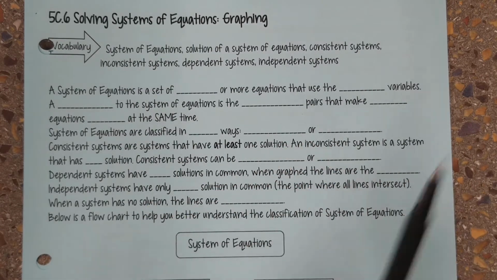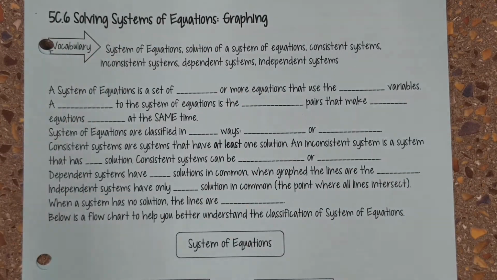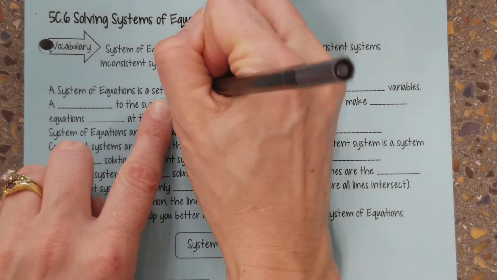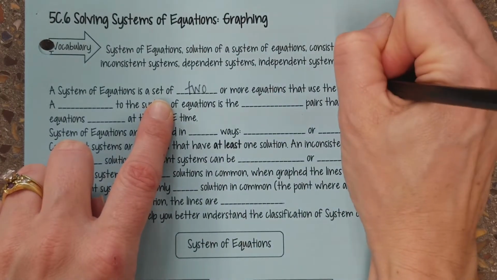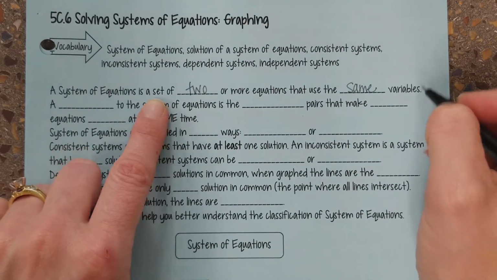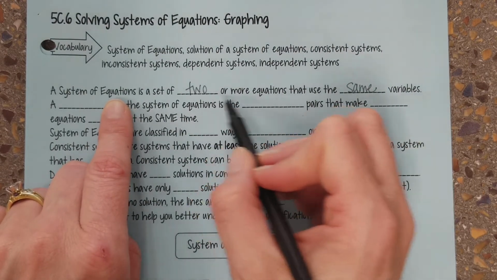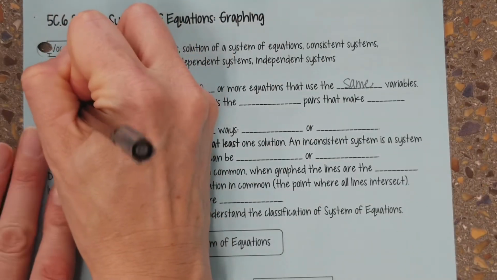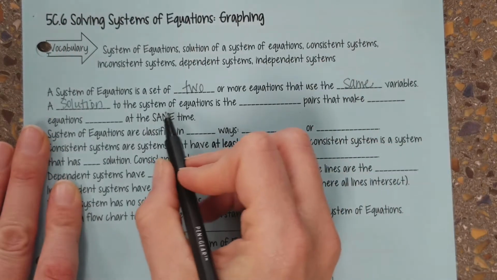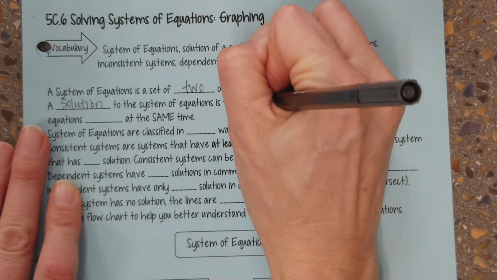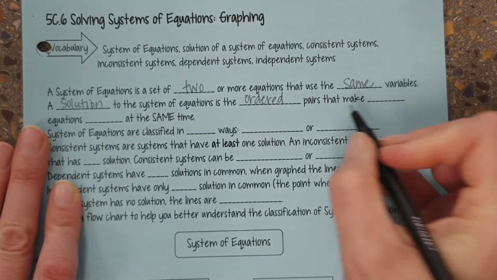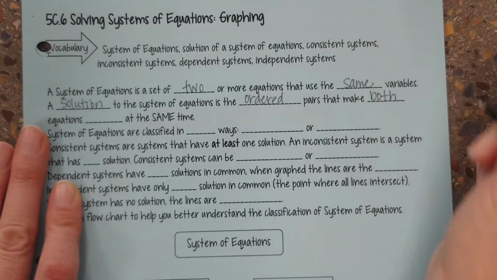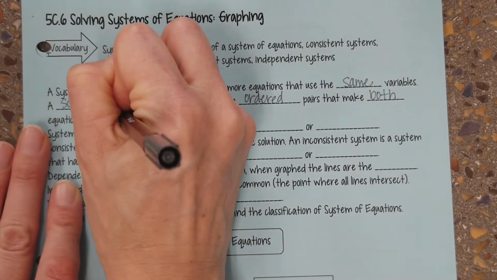We got some vocabulary words here. Make sure you're paying attention. They should be at least talked about in here. Systems of equations is a set of 2 or more equations that use the same variables. This is just like our systems of inequalities, except that instead of inequalities right here, we have equations. A solution to the systems of equations is the ordered pair, or pairs, it could be more than one, that make both equations true at the same time.